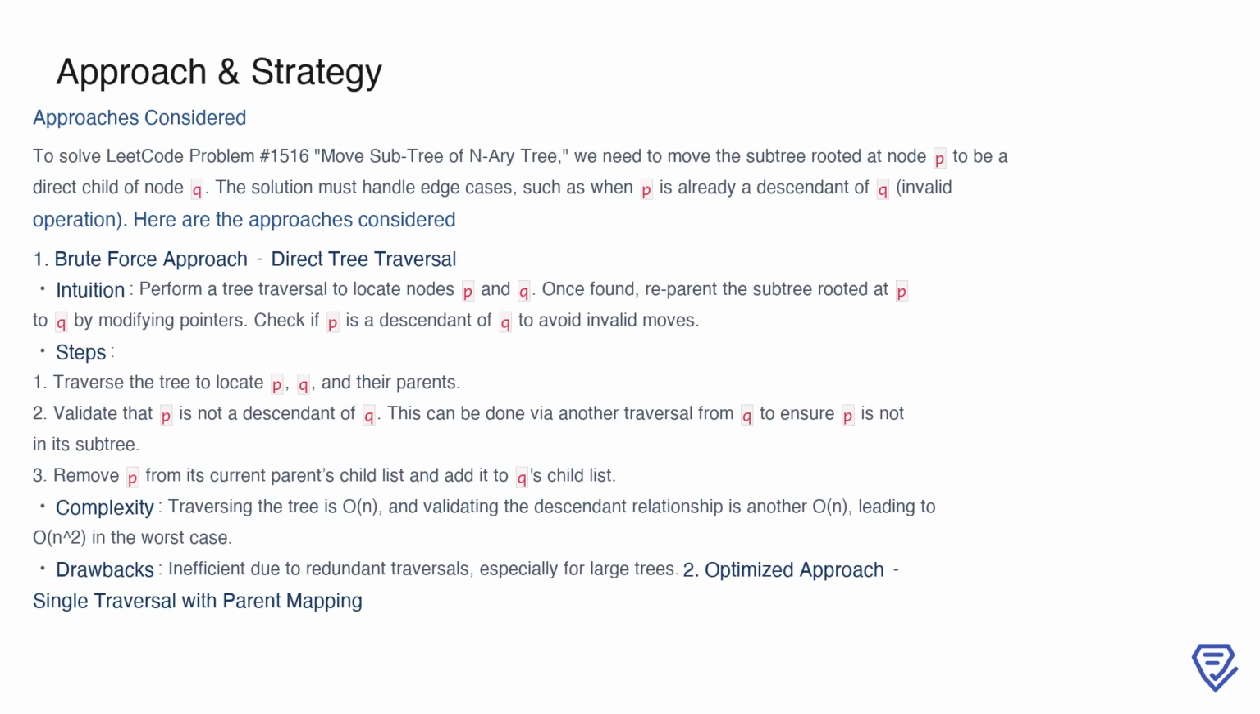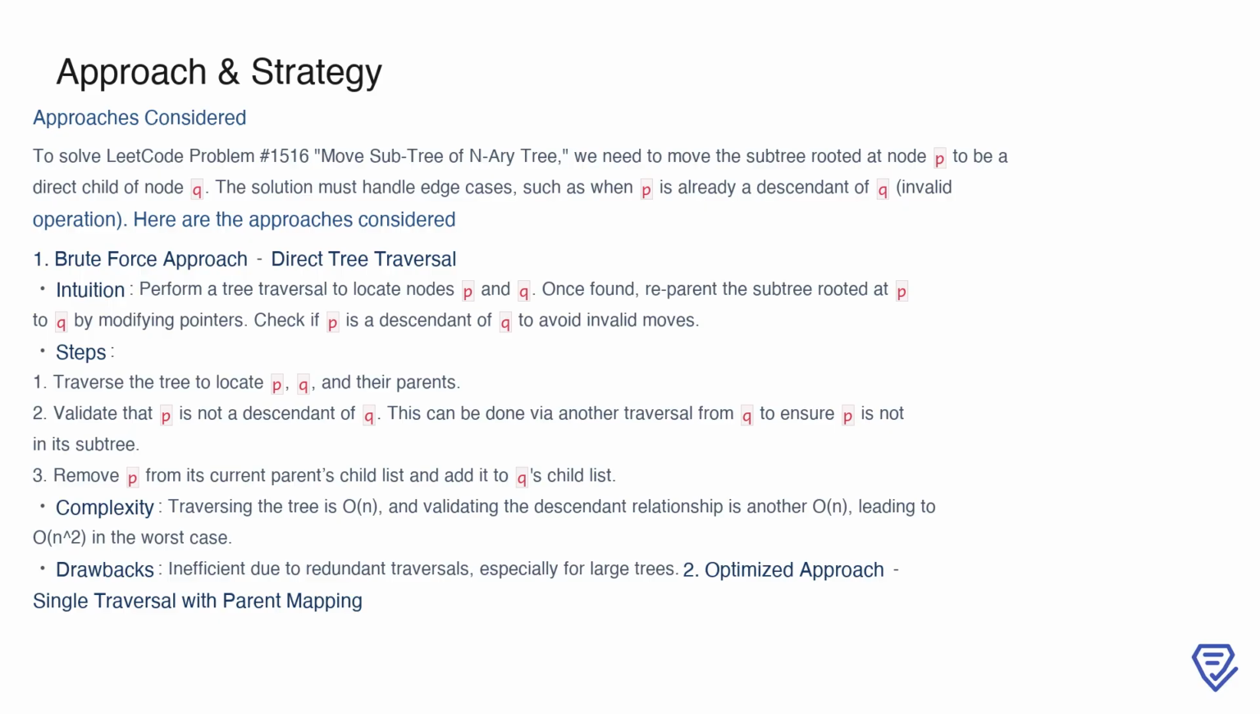To solve the problem of moving a subtree in an N-Ary tree, the first step is to consider the fundamental operation, reparenting the subtree rooted at node p to make it a direct child of node q. However, we must also account for constraints, such as ensuring that p is not already a descendant of q, since this would make the operation invalid.